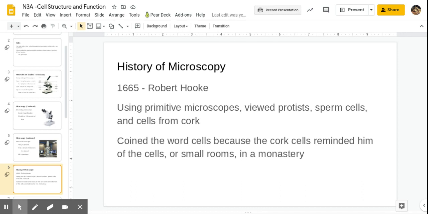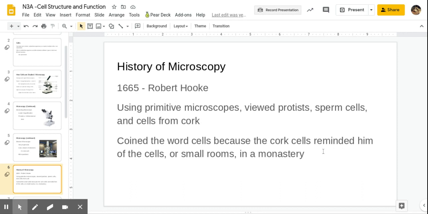So, a little bit of history of microscopy. All of this started in about 1665 by a guy by the name of Robert Hooke. And he used his microscope to view larger single-celled organisms such as protists and algae cells. He looked at sperm cells, and he looked at cells from cork, which is just a type of tree.